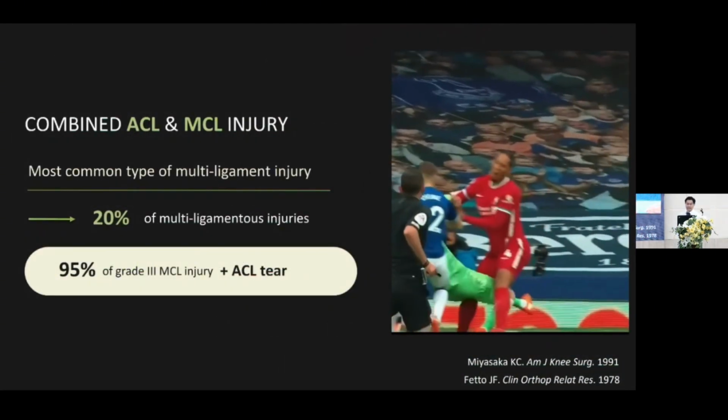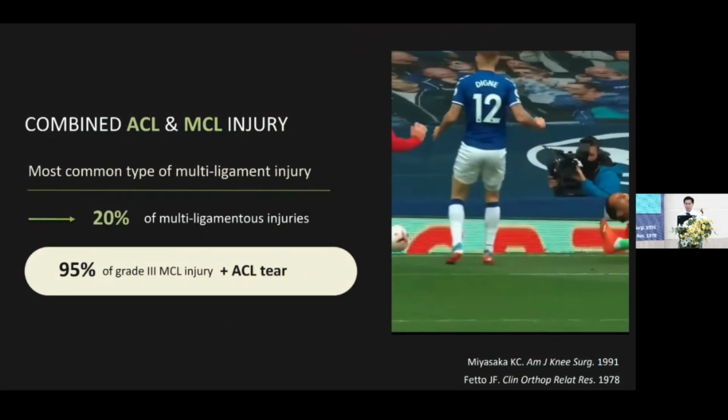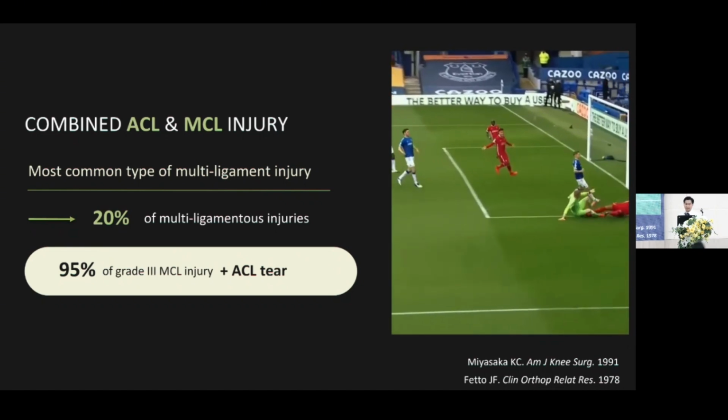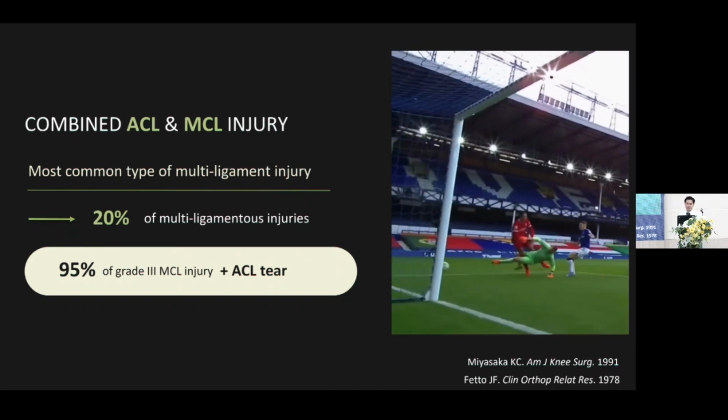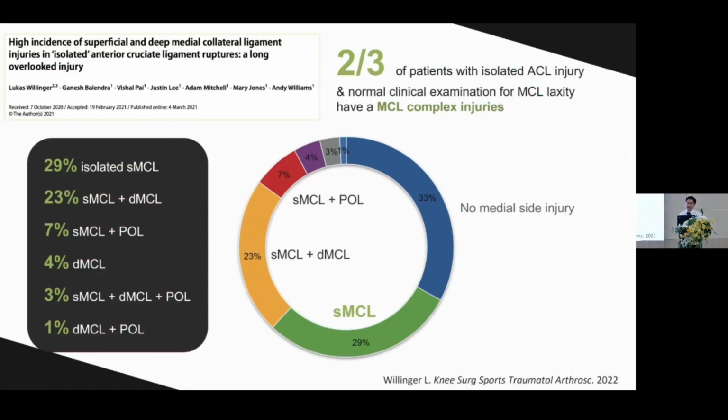The combined ACL and MCL injury is the most common type of multi-ligament injury, with 95% of grade 3 MCL injuries occurring alongside the ACL tear. And we might underestimate its incidence. This retrospective MRI study shows us that in patients we thought had only an ACL tear, 2 out of 3 also have an MCL complex injury, with the SMCL being the most commonly injured structure.